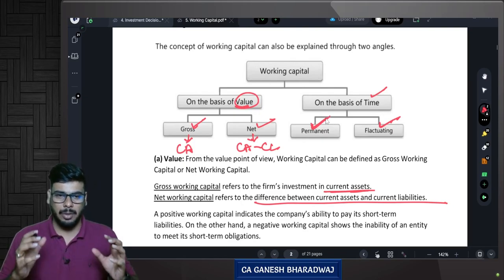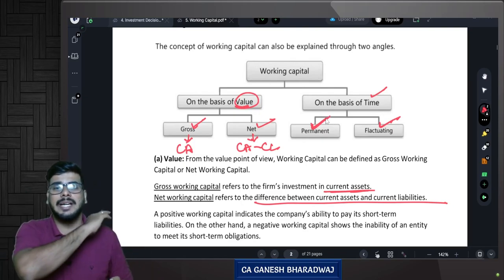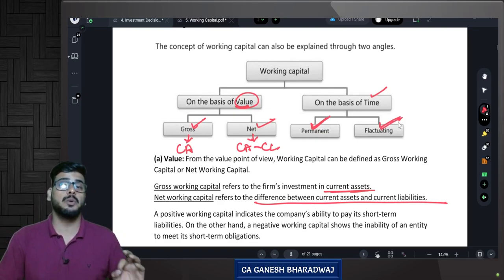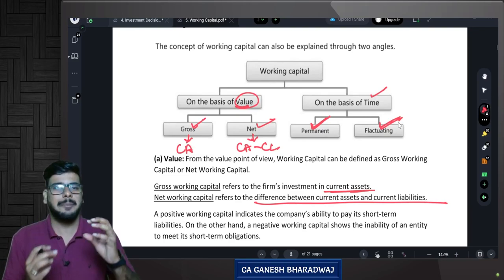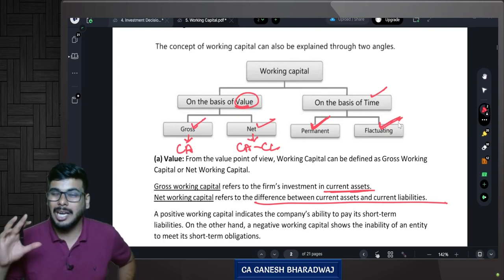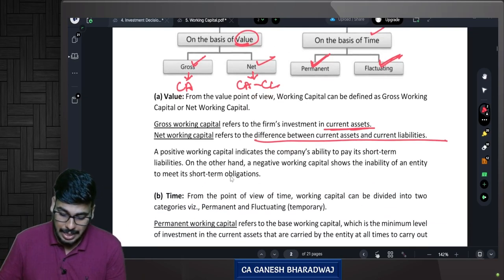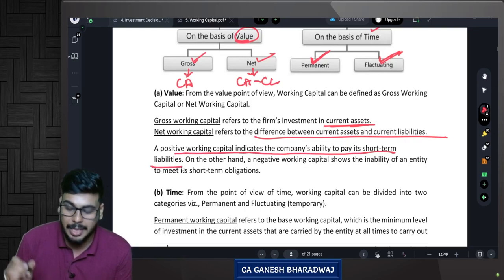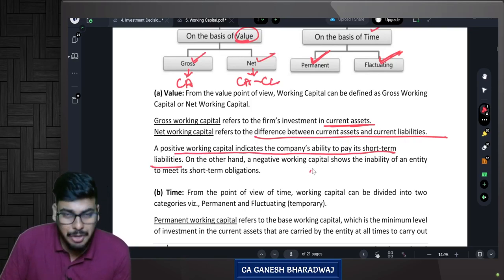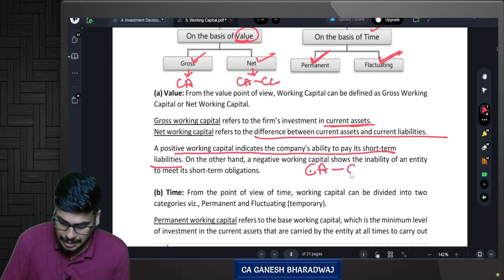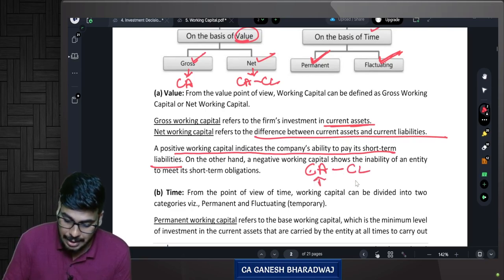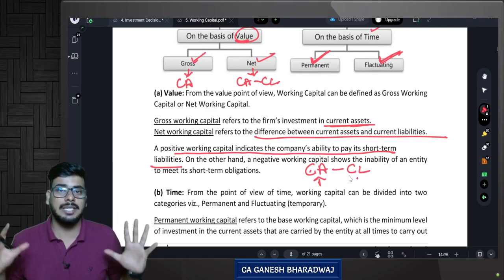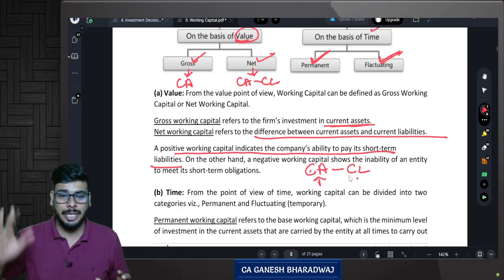So permanent working capital means what? The amount of working capital that I need generally at any given point of time for running my day-to-day operations. Whereas fluctuating working capital means the extra working capital that I might need seasonally, occasionally in my business. Are you clear with this? Yes. And a positive working capital indicates the company's ability to pay its short-term liabilities. So what do you mean by working capital? Current assets minus current liabilities. So if the current assets are more than your current liabilities, it means that even in a worst case scenario, tomorrow, if everything goes wrong, you're shutting down your business.